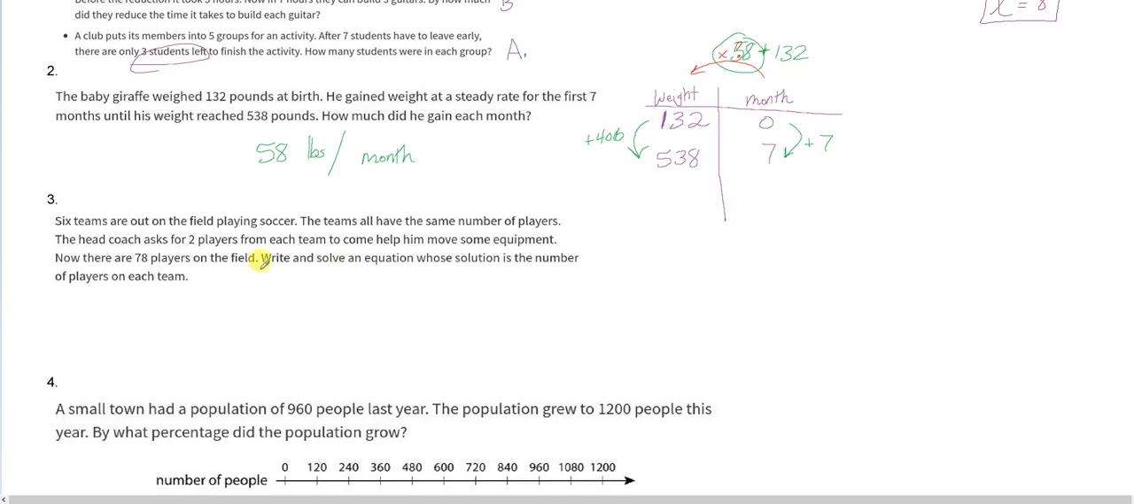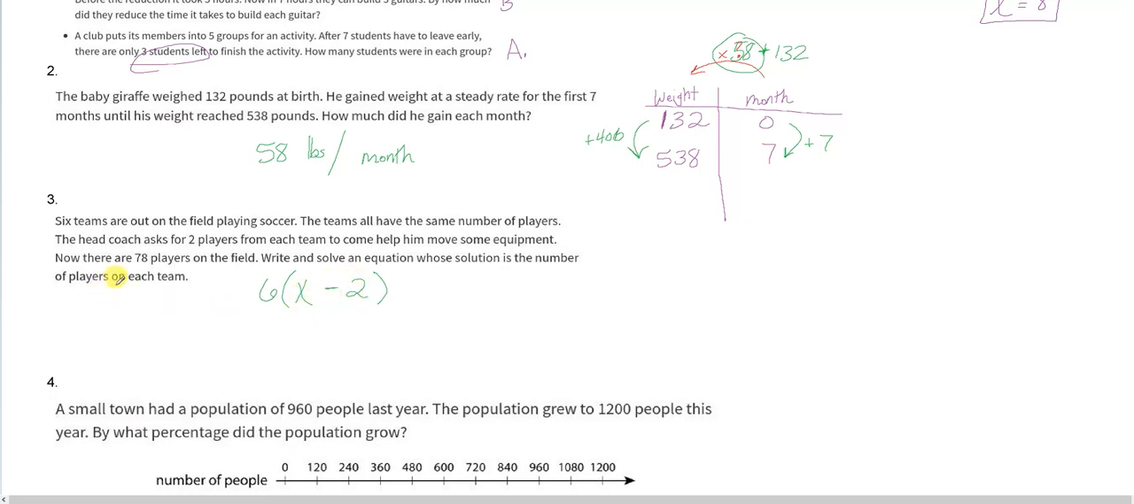Alright, so we got 6 teams. 6 teams are out on the field. The teams all have the same number of players. Okay, so 6 groups of the same number of players. The head coach asks for 2 players from each team. So let's say that each team has X and then 2 players come away. So that's kind of representing what's happening here. 6 groups of the team's amounts and then take away 2.